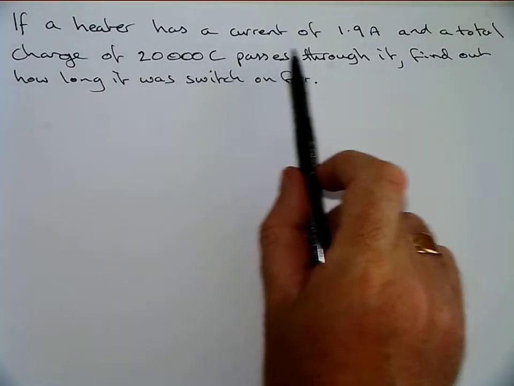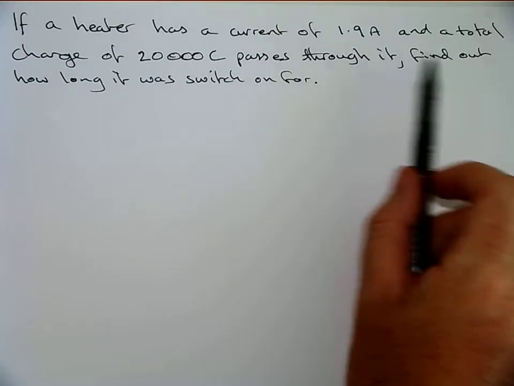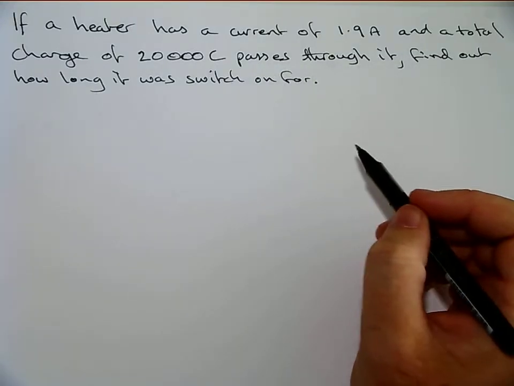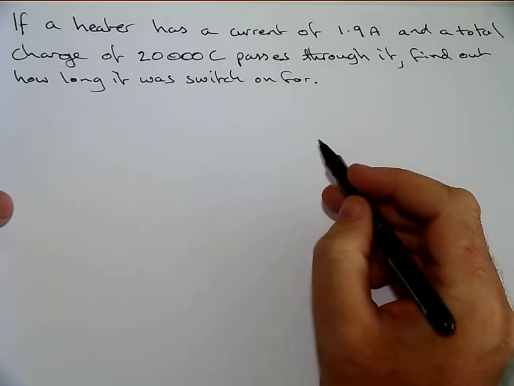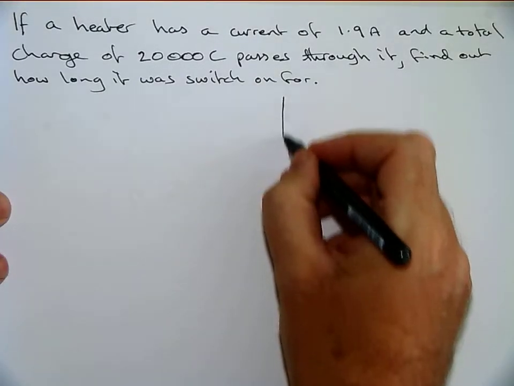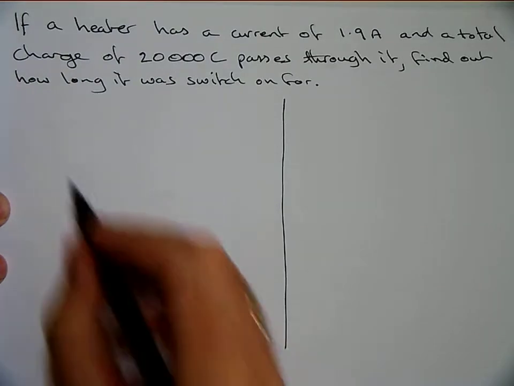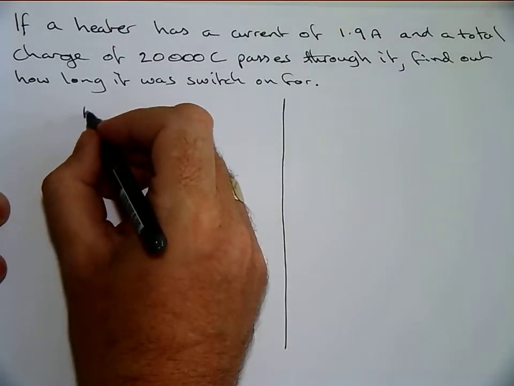If a heater has a current of 1.9 amps and a total charge of 20,000 coulombs passes through it, find out how long it was switched on for. So what we normally do is split our page into two, and on this side of the page we write down what we know.